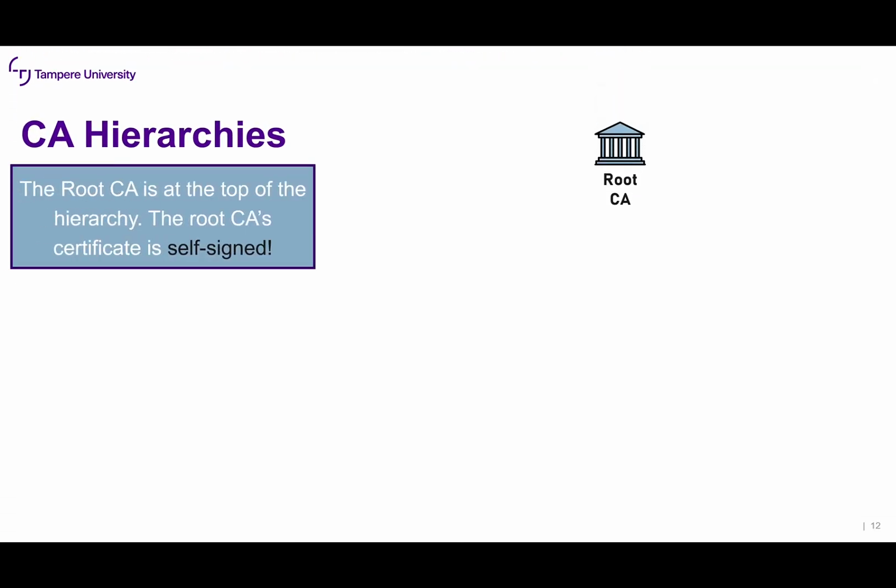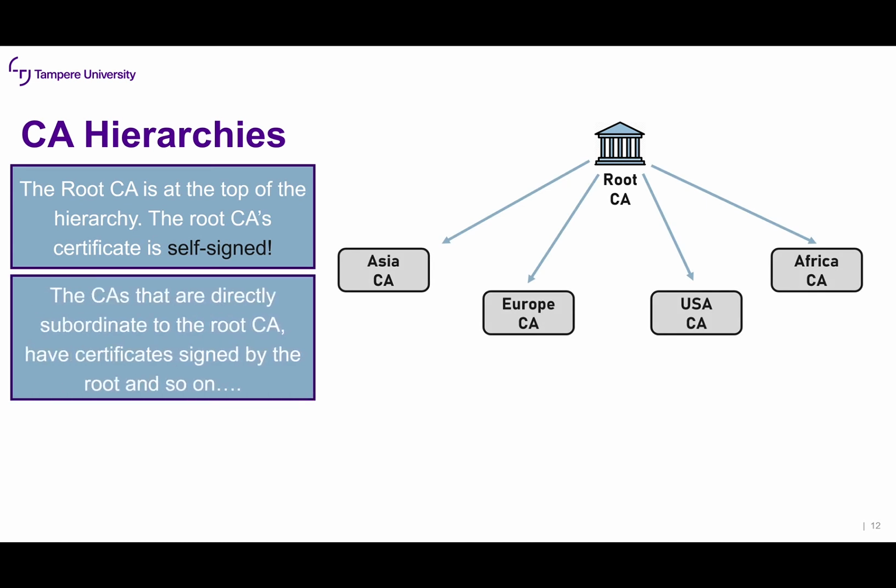Good. So CA hierarchies. In large organizations, it may be appropriate to delegate the responsibility for issuing certificates to several certification authorities, right? So imagine that we have a root CA. The root CA is at the top of the hierarchy, and the root CA's certificate is self-signed. So when we generate a root CA, we need to generate a certificate which will be self-signed, right?